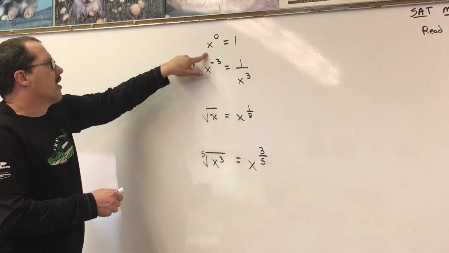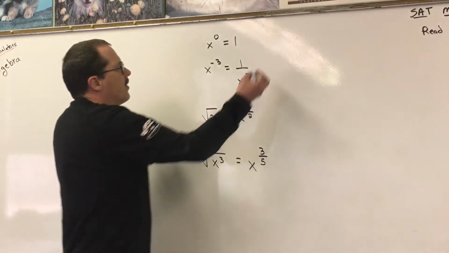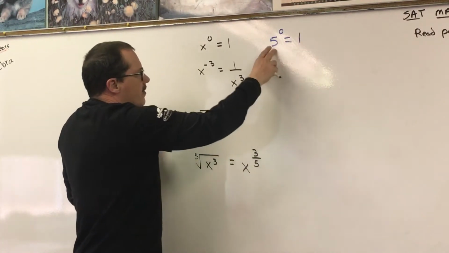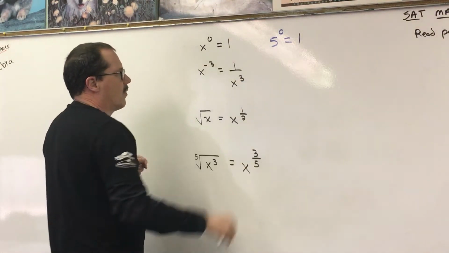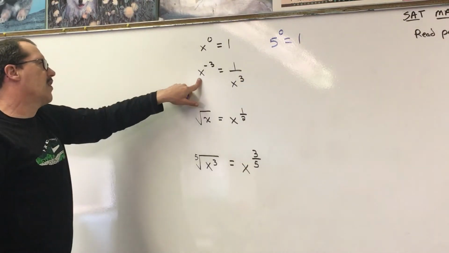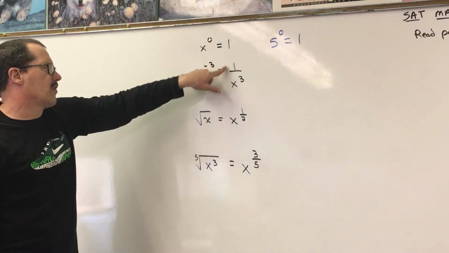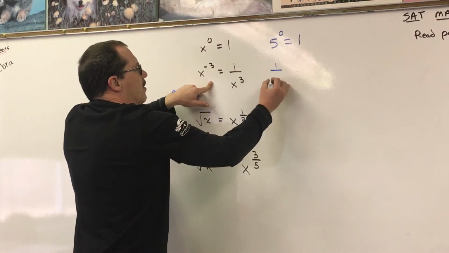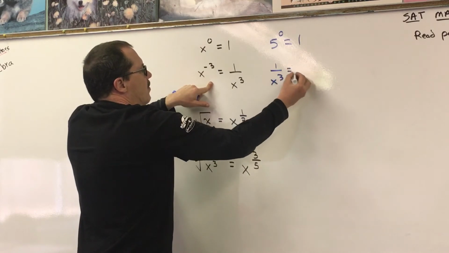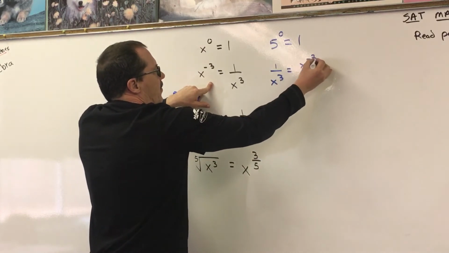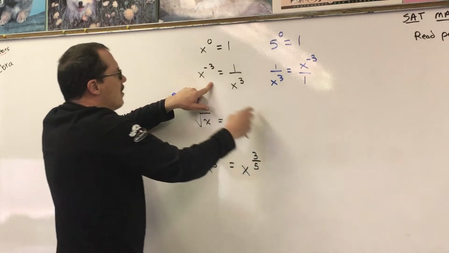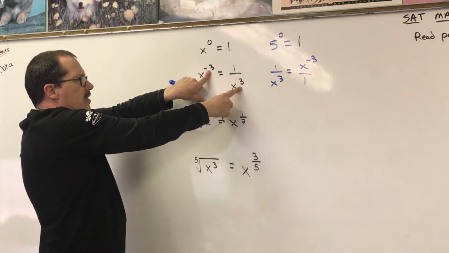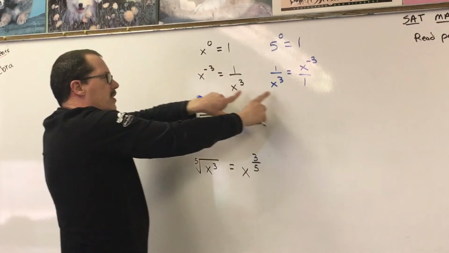The first thing is x to the 0 equals 1. The truth is that 5 to the 0 equals 1. Doesn't matter what's here, it's always going to equal 1. For this one here, x to the negative 3 equals 1 over x cubed. It's also true that 1 over x cubed is equal to x to the negative 3 over 1. So you can see that when you move it from numerator to denominator, it's going to switch the sign of the power.